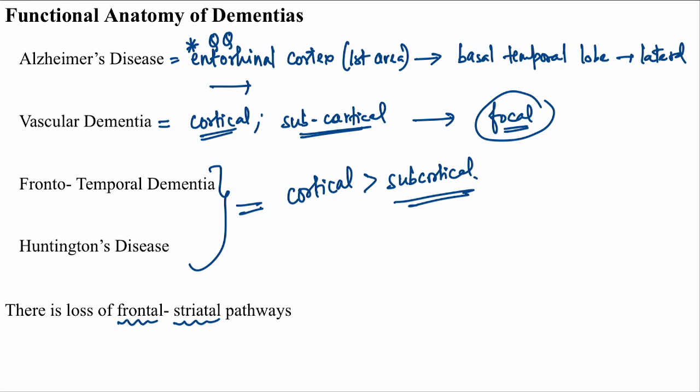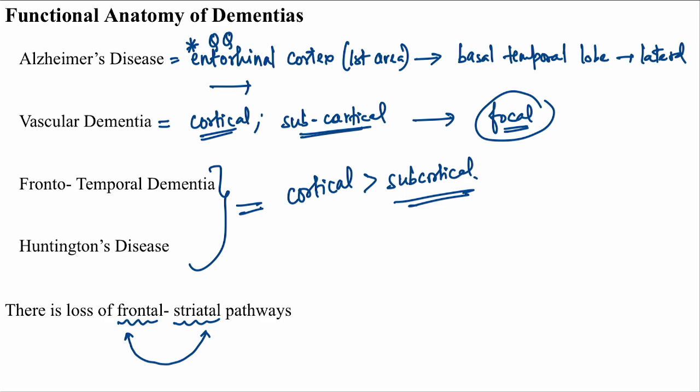These are involved. Frontal means these are the circuits which start from the frontal lobe to the striatum, and there can be many. There can be dorsolateral prefrontal cortex, which is connected to the caudate nucleus by one circuit. Then there can be lateral orbital frontal cortex. There can be anterior cingulate cortex, which is connected to the nucleus accumbens.